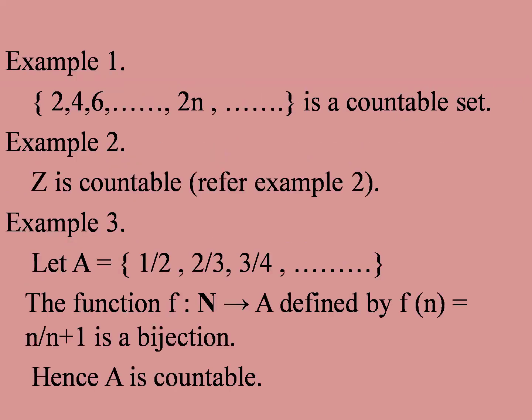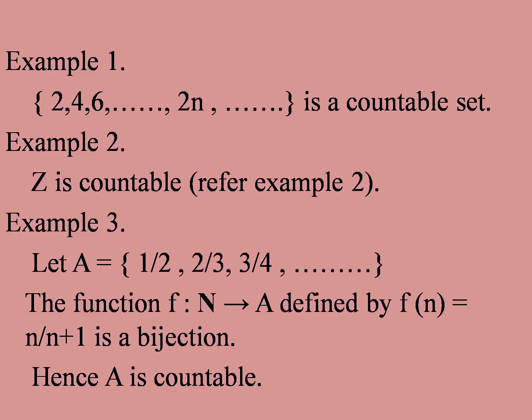See, example 1. Already we have seen the set of all even numbers is countably infinite. Therefore, it is a countable set. Another example of a countable set: here we take the set A equal to 1/2, 2/3, 3/4, and so on. We define the map f from N to A, which is defined by f of n equal to n/(n+1).